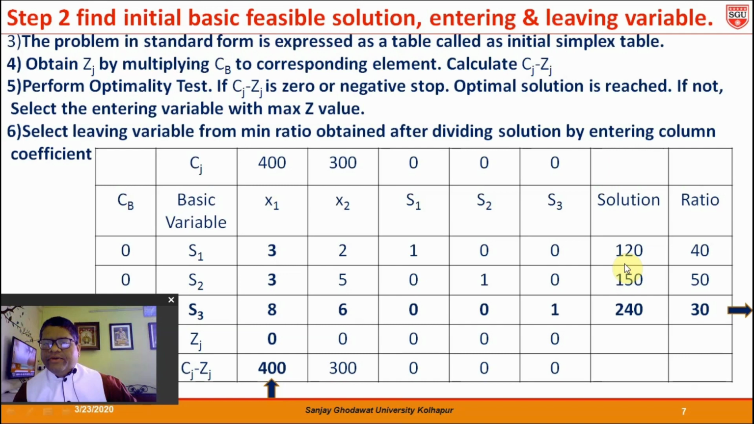We pick the one which has the maximum positive value. So, here this Cj minus Zj is 400, having the maximum positive value. So, this becomes our entering variable. Now, x1 is going to enter into the solution.